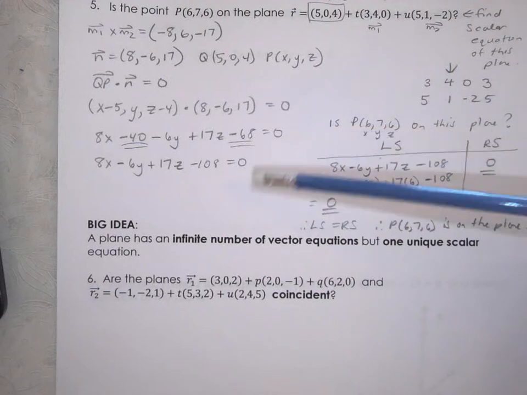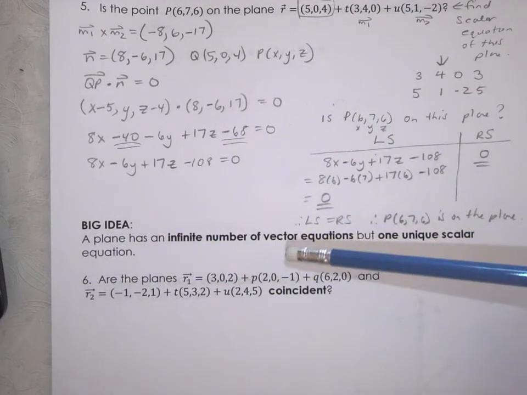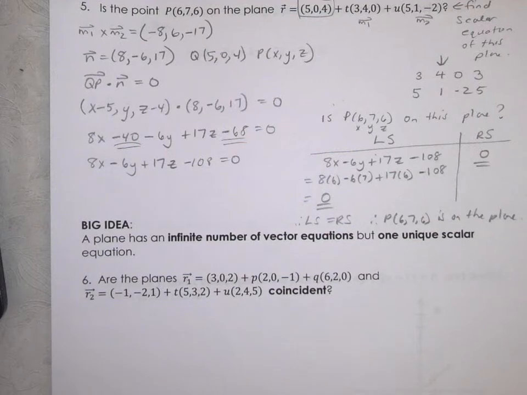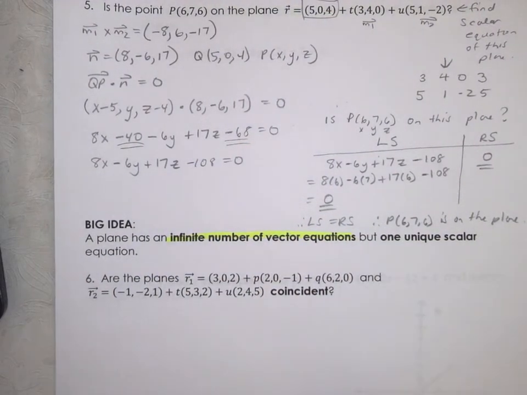And a big idea that we could get from this question we just did is that a plane has an infinite number of vector equations. Vector equation is what we talked about earlier, but they only have one unique scalar equation.